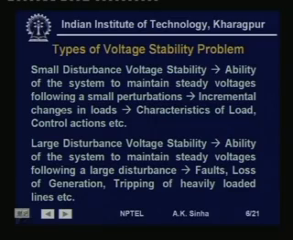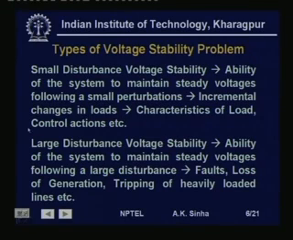Now, these disturbances which come because of these incremental changes in load will depend on the characteristics of the load, whether it is a constant power load, or a constant impedance load, or a mixed kind of load. So, based on the characteristics, the voltage is going to be different, and the fall in voltage is also going to be different. And this also will depend on what kind of control actions we are taking.